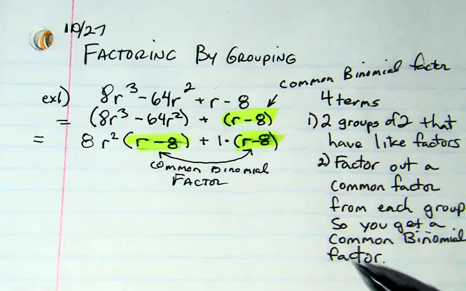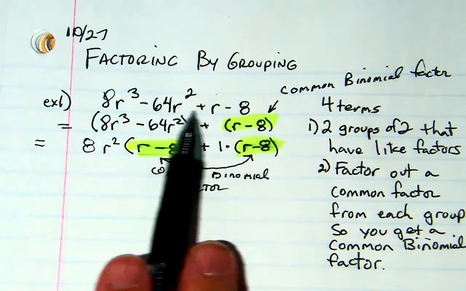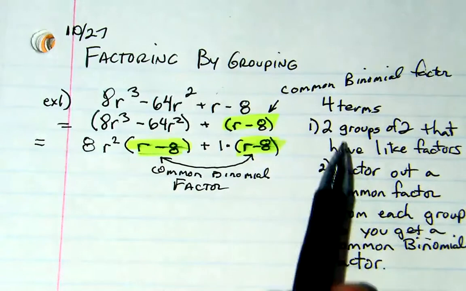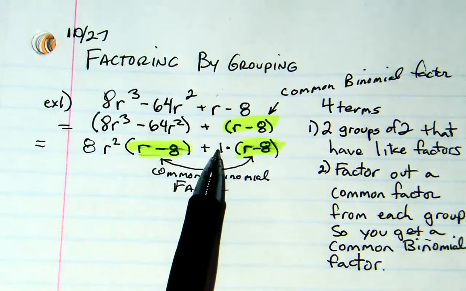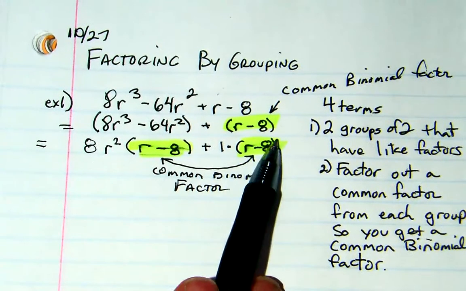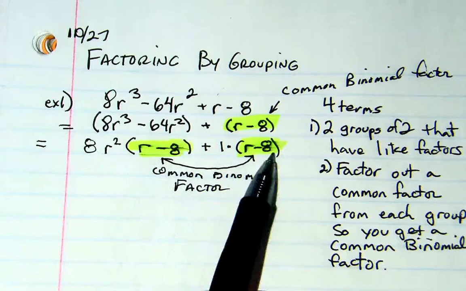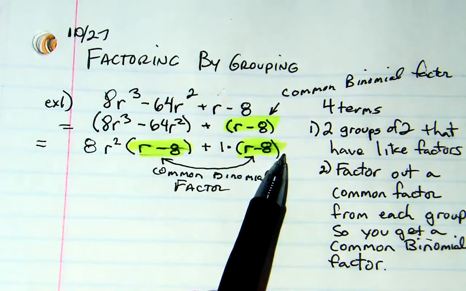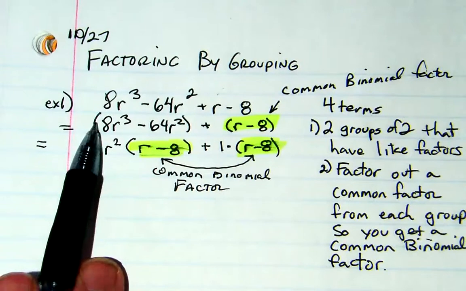To repeat, number one, we have 8r cubed minus 64r squared, and so on. Step one, find two groups. We grouped them. You almost always group them exactly the way that you see them. Then you factor out common factors with your eye towards the common binomial factor. We got r minus 8 here, by factoring out the 8r squared.